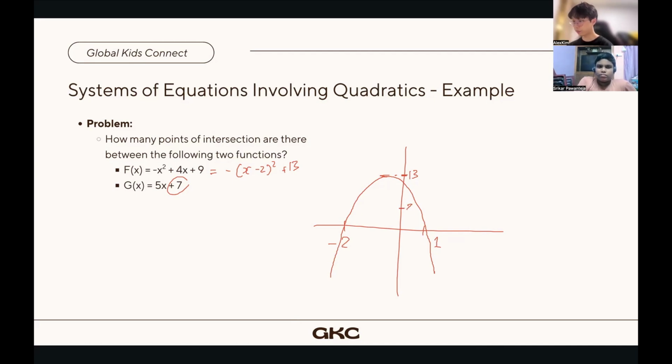And the x-intercept will be -7/5. And so the linear equation will look something like this. And so automatically you can see that there's one intersection point on the right, and then there will eventually be another intersection point on the left. And so we can solve by graphing our equations to see that there are two intersection points.